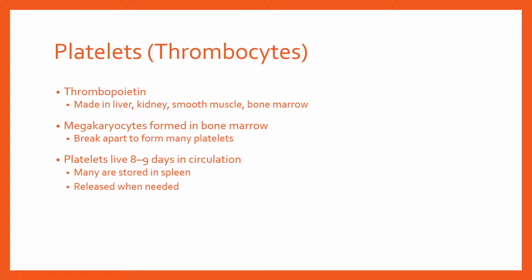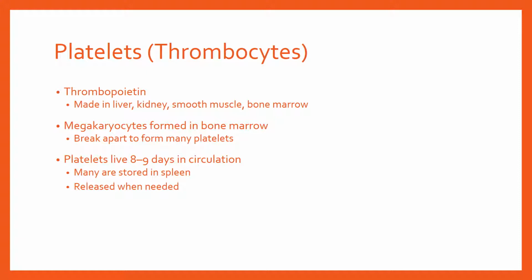So platelets are one of the key players in achieving hemostasis, and platelets are thrombocytes, like any other cells we know in the blood: erythrocytes, leukocytes, and platelets, which are thrombocytes. Platelet formation is supported or facilitated by thrombopoietin, which is made in the liver, kidney, muscle, and bone marrow. And by muscle, of course, I mean smooth muscle.